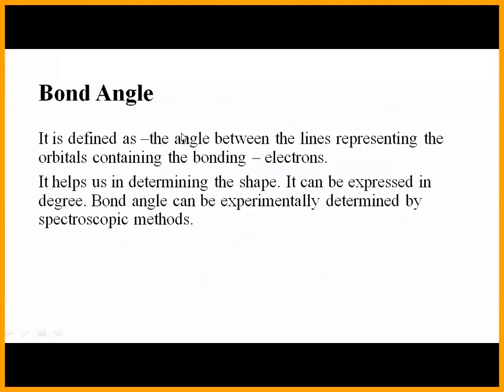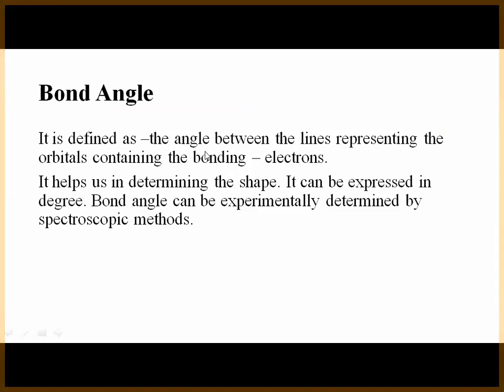Next, bond angle. What do we mean by bond angle? It is the angle between the lines representing the orbitals containing bonding electrons. Say, if I consider the H2O molecule, the structure is like this. Hydrogen has completed the duplet, and oxygen has electrons like this. This dash represents a bond, 2 electrons, and this represents a bond. They are shared electrons.